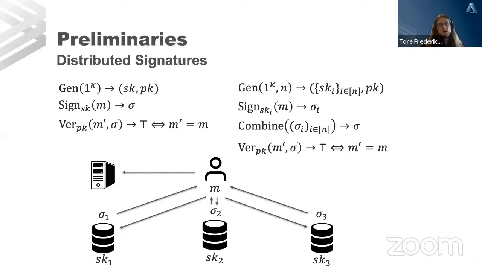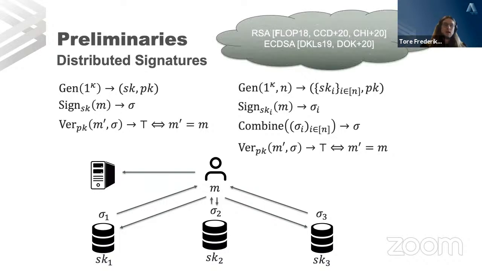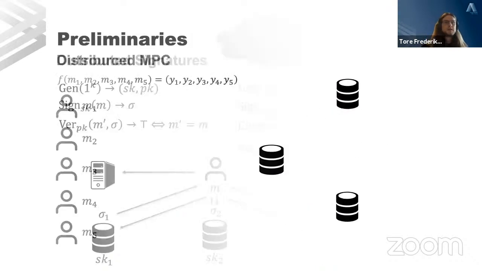What's crucial here is that we need this to be compatible with standard schemes. Basically, we need the verifier to be agnostic to whether or not this signature has been constructed in a distributed way or in a regular way. There's a bunch of approaches of how to achieve this using standard schemes such as RSA or ECDSA, and I will not go into any detail with this.